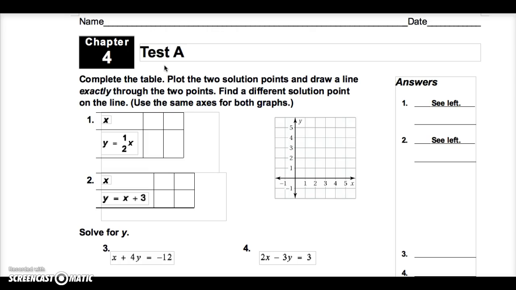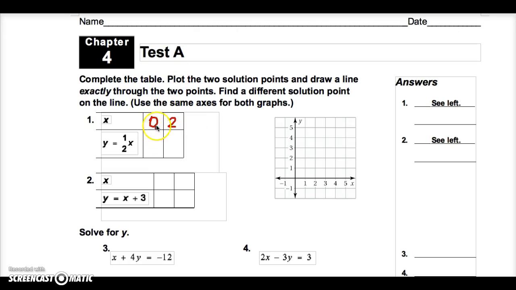So for 1 and 2, it says simply complete the table, plot the two solution points on the graph, and then find a different solution point that's on the line. So first thing we're going to do is fill in the table. What they've given us is an XY table, okay? And if you remember, I told you on your XY tables, you can pick whatever number you want for x. I would always pick 0 because it's the easiest thing to deal with. So we'll start there. And for this one, another number I will pick is 2.